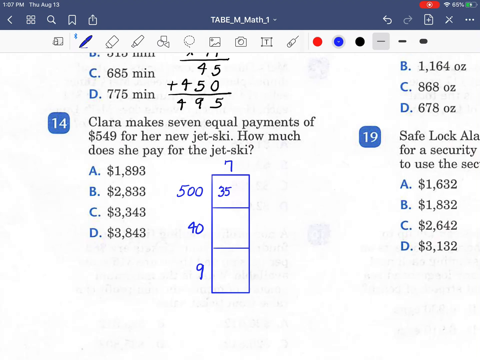7 5s are 35 with 2 zeros. 7 4s are 28 with a 0. And 7 9s are 63 with no zeros. So you have 3,500, 280, and 63. And you're going to have to add those partial products. And I'm thinking the answer to number 14 is going to be, not that, sorry, I'm checking as I go because I don't have the answers. D, yes, 3843. I tend to make a lot of mistakes, so I want to double check my answers for you.